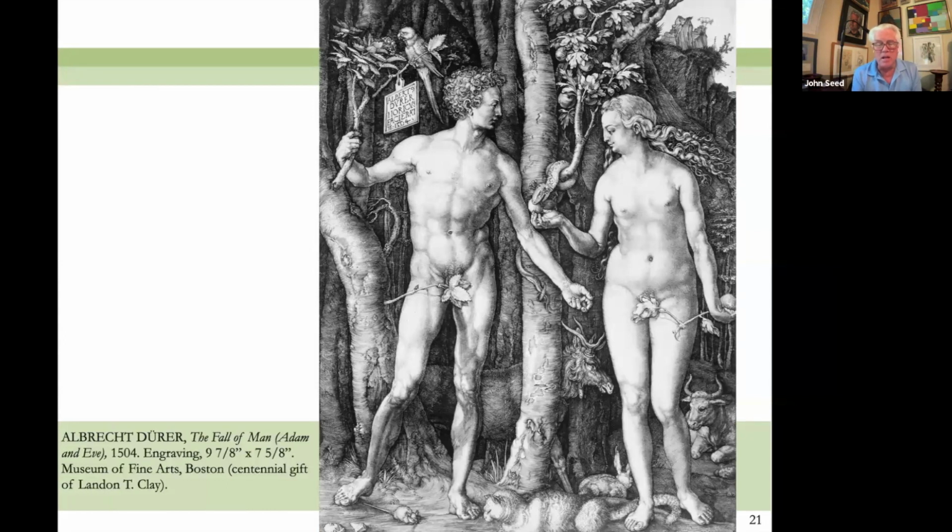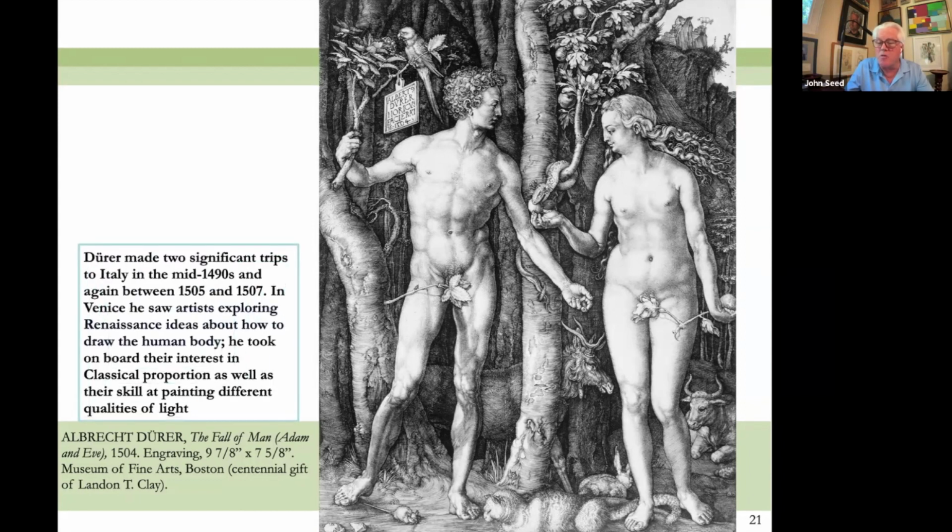So looking at the Adam and Eve that he engraved in 1504, the question I found myself thinking about when I was making today's lecture is, had he seen the Sistine Chapel? Had he seen what Michelangelo had done with the human body? And the answer is probably not, because he made his first trip to Italy in the 1490s, and then he went back again after this, where he may have seen work by Michelangelo. But in that first trip, he was in Venice. And that's where he got his ideas about the human figure drawn Italian style. That's where he got the influence of humanism and that's where he got the classical proportion.